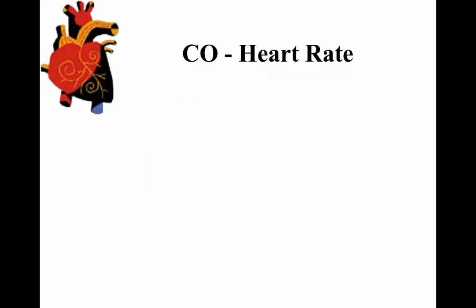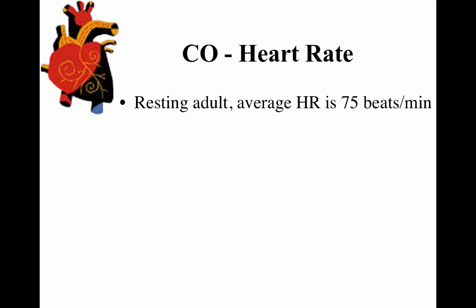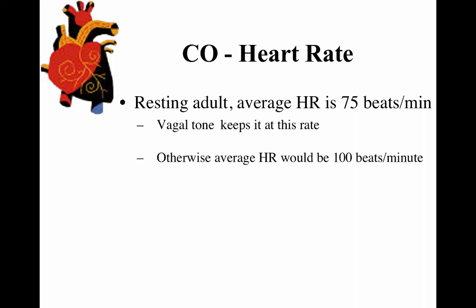In relation to cardiac output, our heart rate, the resting adult average heart rate is 75 beats per minute, and the vagal tone keeps it at this rate. The vagal tone being from the vagus nerve, cranial nerve number 10, that is a parasympathetic nerve, and helps keep the heart rate at that rate, because otherwise the average heart rate would be around 100 beats per minute if it were set strictly by the atrioventricular node and the sinoatrial node.